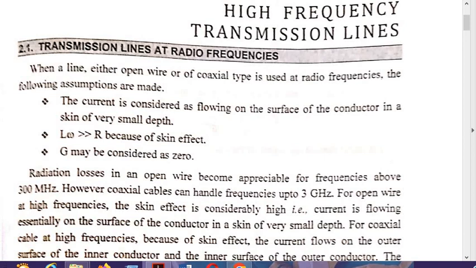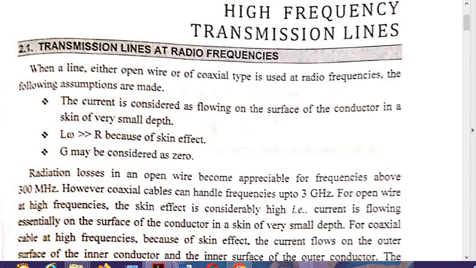First, the current is considered as flowing on the surface of the conductor in a skin of very small depth. That is, it is not going to be affected. Second, L omega should be much greater than R because of this skin effect, so we can say R is very small. Next, G may be considered as 0, since radiation losses in open wire become appreciable at high frequencies, only about 300 megahertz, but coaxial cables can handle frequencies up to 8 gigahertz.